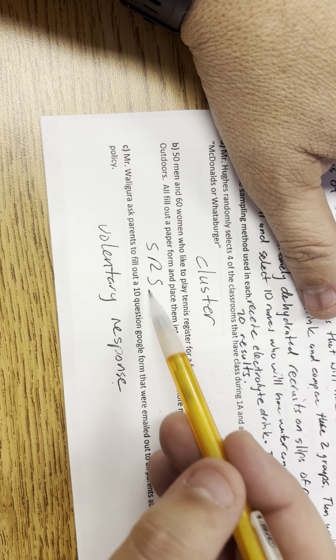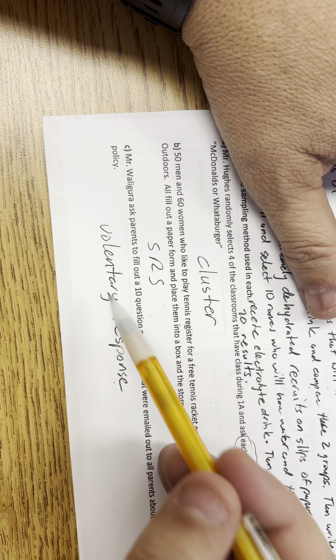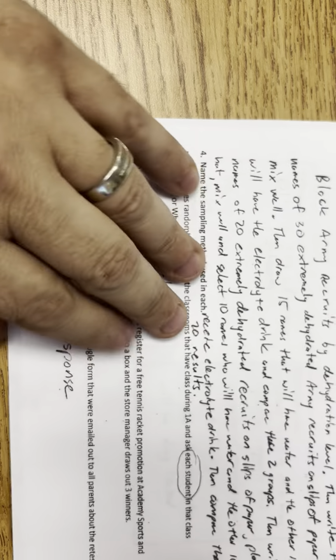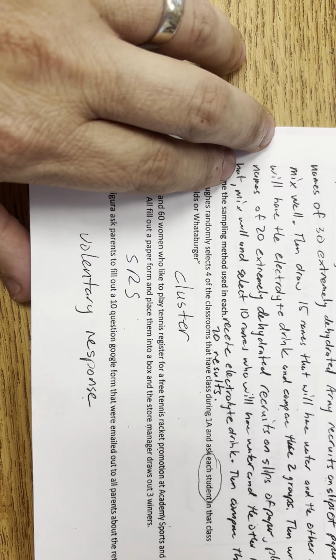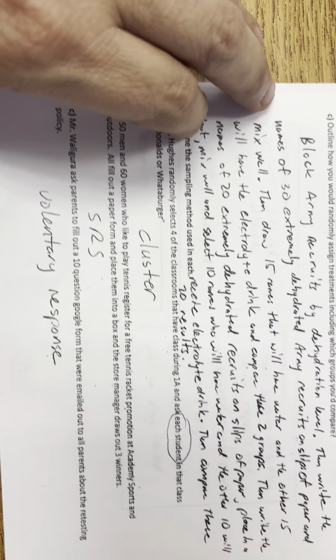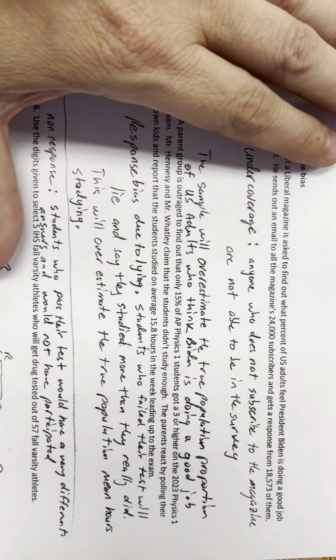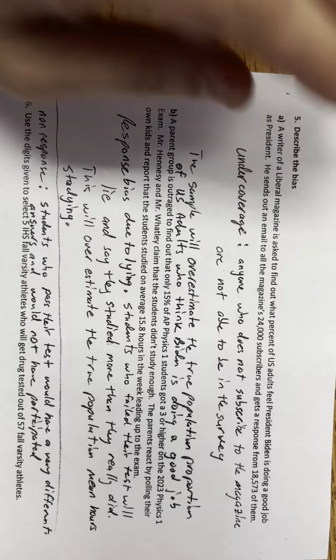Mr. Walliger asked parents to fill out a 10-question Google form. It was emailed out to all parents about the retesting policy. Voluntary response. And remember, the issue with voluntary response is that it favors change. They might actually have something called voluntary response bias, which means that when you ask something in voluntary response, it favors change. That never was in our textbook, but somebody asked me about it last year, and I would guess based on the student that asked me that it actually is a thing, and that's what it would be.